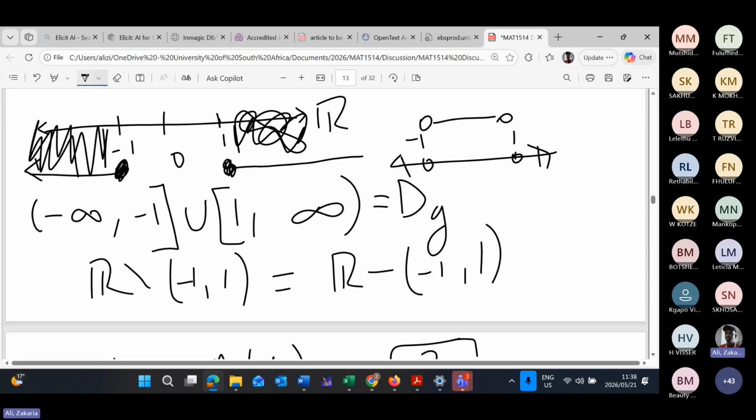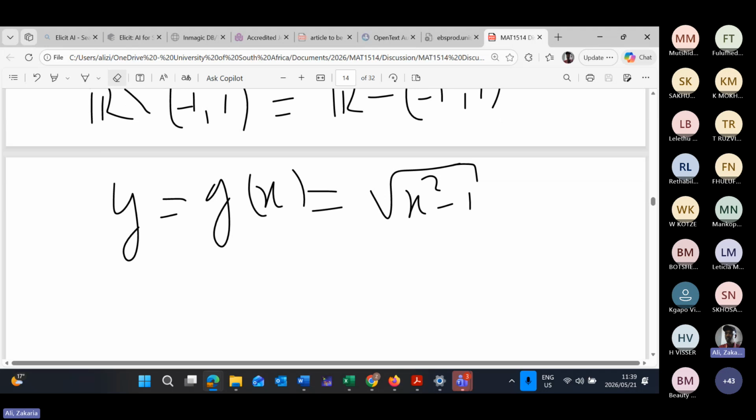Okay, let's get back to our question. We want to calculate the range once we get the domain. How do we calculate the range for this function? Who can tell us how we get the range for this function? Tell me. How do we get the range?